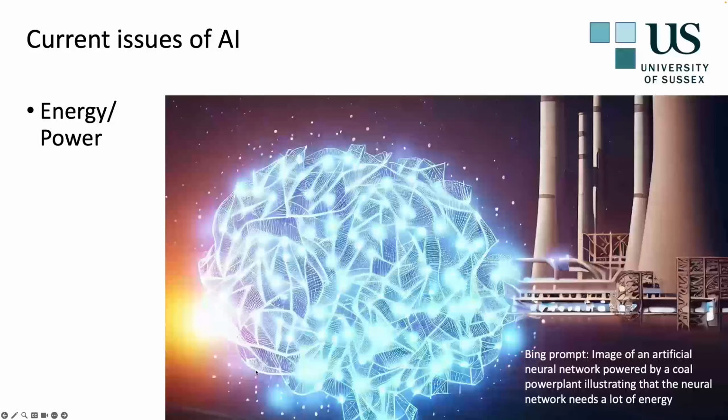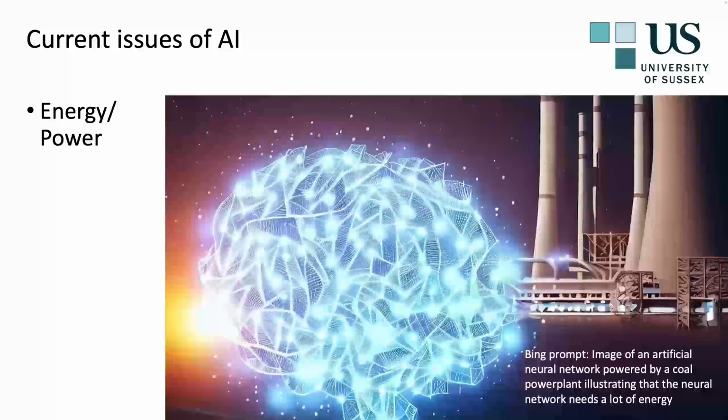And I just asked, cheekily, an AI to generate me an image that illustrates that. So I used Bing Image Creator, and you see the prompt here on the right. I asked Bing Image Creator to make an image of an artificial neural network powered by a coal power plant, to illustrate that neural networks need a lot of energy. And it made me this image, which is fun, but it makes the point.